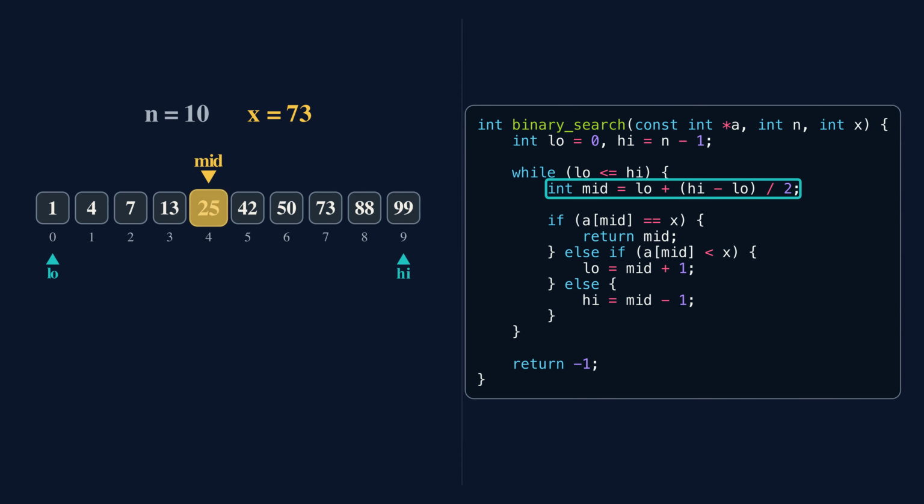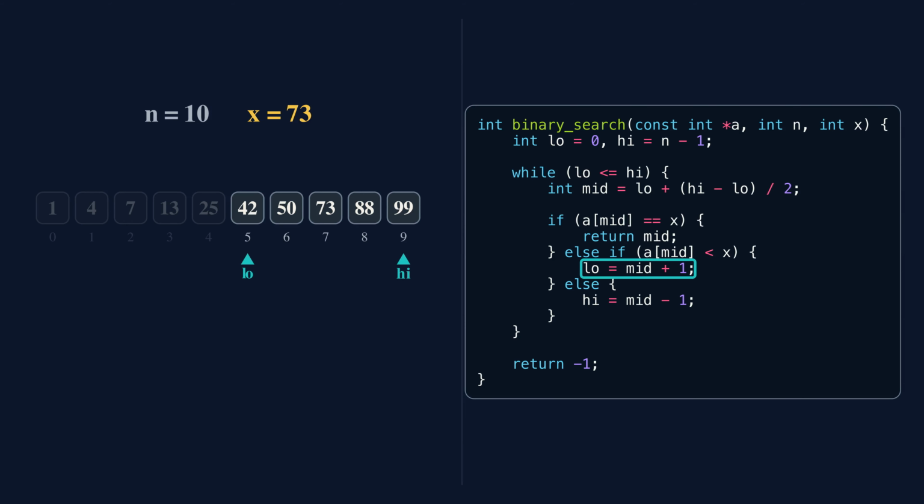Next, we pick the middle. Read this as, start at low, then move halfway toward high. Here, that lands on index 4. Now we check the value at mid. A[mid] is 25. Is that our target? Nope. 25 is smaller than 73, so the target has to be off to the right. So we move low to mid plus 1, and the whole left half drops away. Why plus 1? Because mid itself already failed the check.